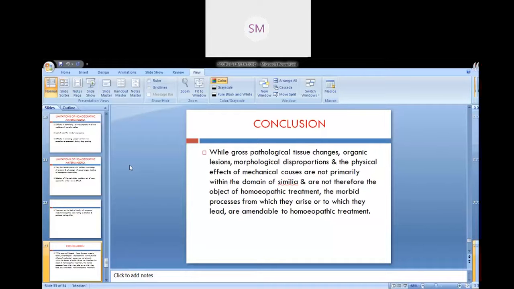changes. We have our remedy to act on those beginning processes, the beginning stage of those conditions. So the morbid processes from which they arise or to which they lead are amenable to homeopathic treatment. So this is the conclusion, that this is the limitation and this is the scope.